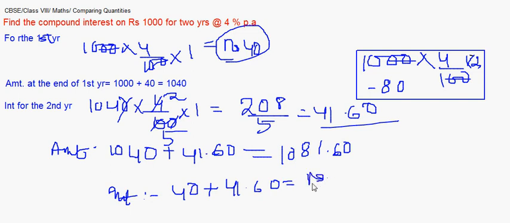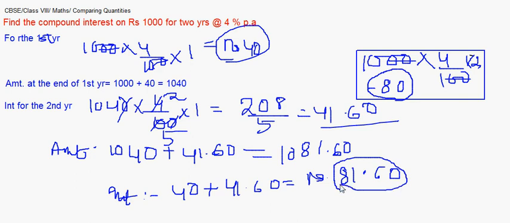Rupees 81.60. Now look at the total interest when we calculated it as per the simple interest. We got it as 80 and here it has become 81.6. This is the basic difference between a simple interest calculation and a compound interest calculation. Even in the later stage we will see how we can find this using a formula directly. Let's move on to take another question.